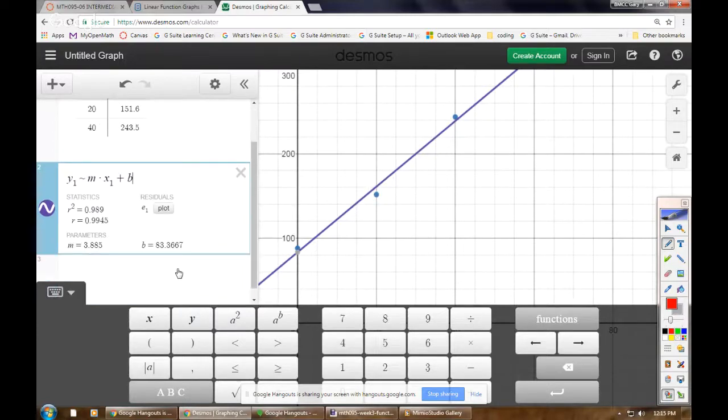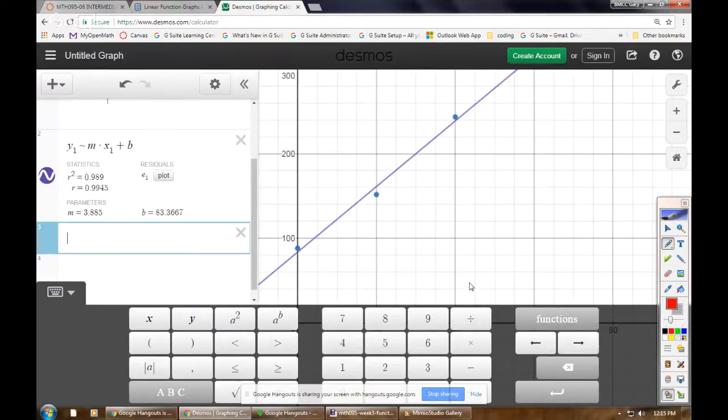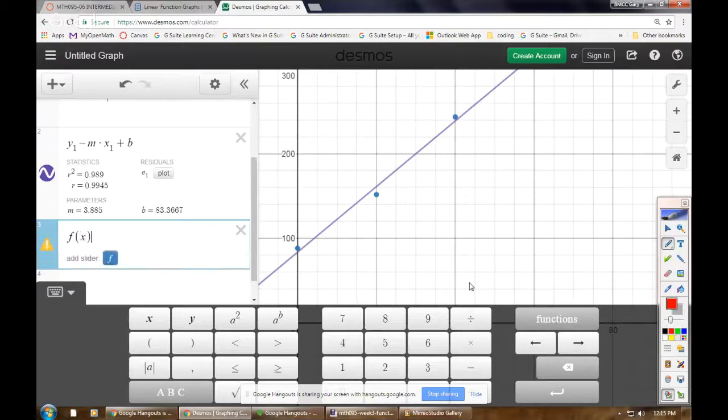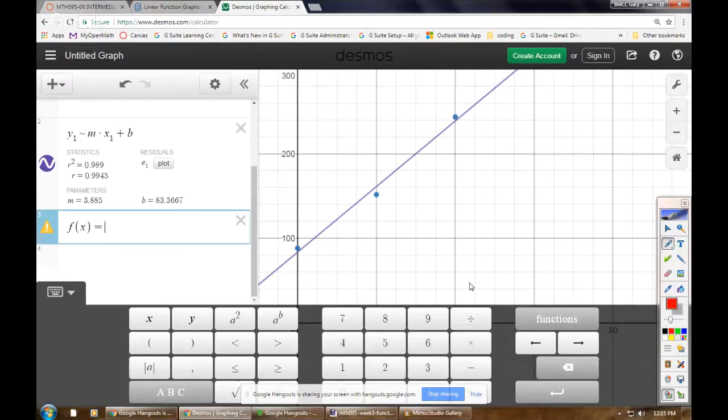And then the model can be used to make predictions. So for example, to use this, I would create a new function called f of x, and I would use their m and their b, which I can just call m and b.